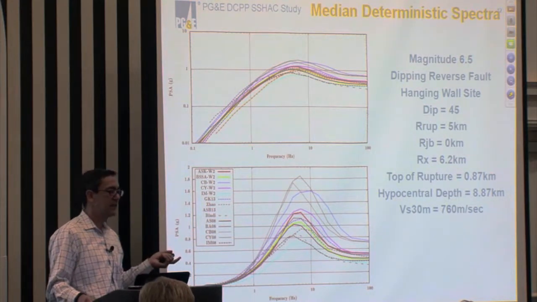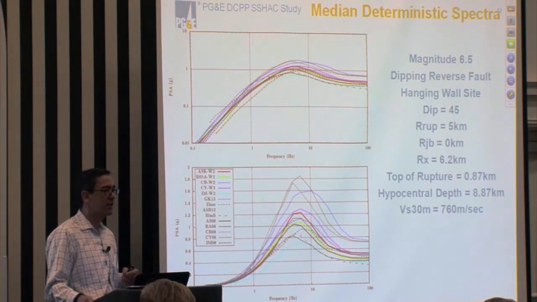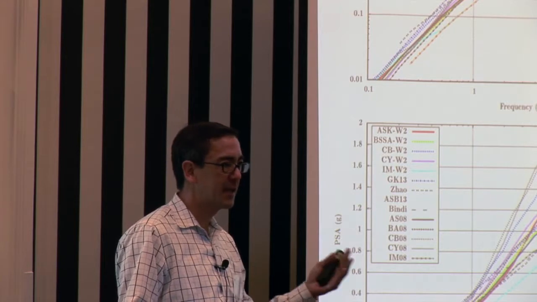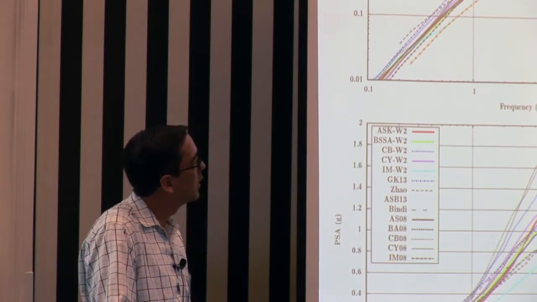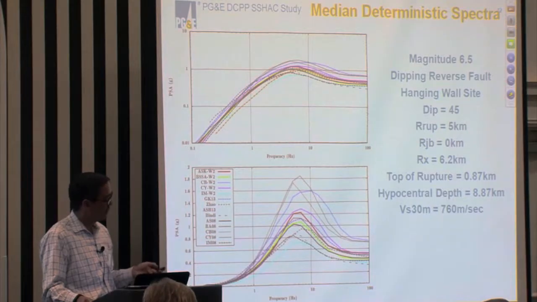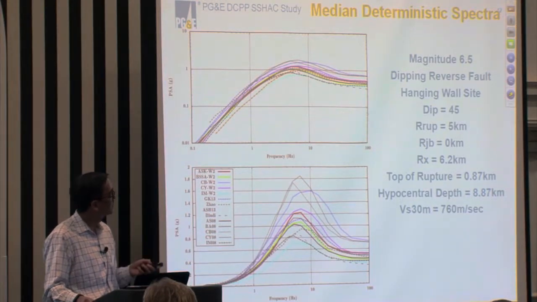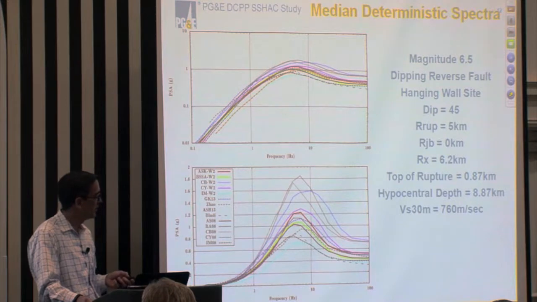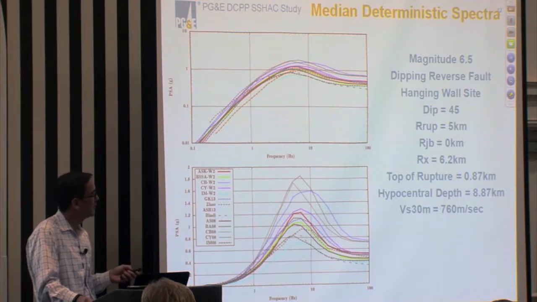I'll go into more detail tomorrow in the presentation, with specific comparisons of things like hanging wall versus footwall for the individual models, to illustrate certain features of the different models. But this is just a general overview and a summary of the GMPEs that we're considering in the sensitivity analysis.